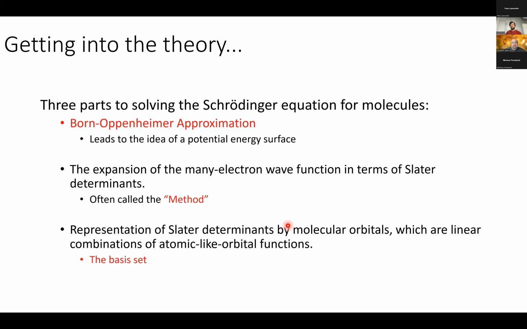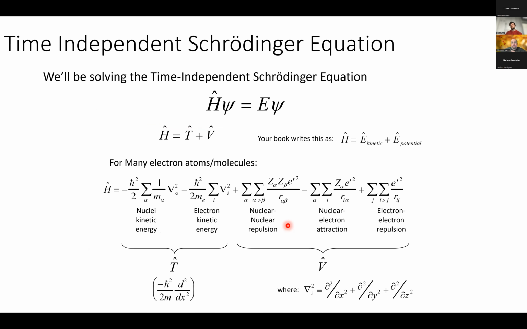There are a couple of pieces to how we solve Schrodinger equations. First is the Born-Oppenheimer approximation, which leads to the idea of the potential energy surface, when we separate the degrees of freedom of the nuclei and the electrons. Then you expand the many-electron wave function and represent molecular orbitals, and you solve the Schrodinger equation. This is called the method and the basis set. Now, this is the Schrodinger equation, and I promise this is the only equation I'll show today: H psi equals E psi, where H is your Hamiltonian, E is your energy, and psi is your wave function.